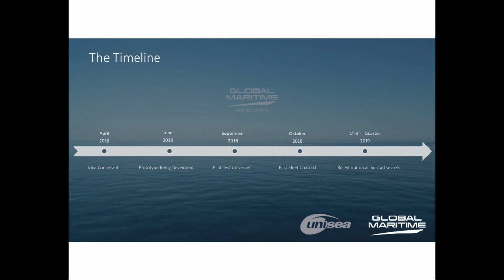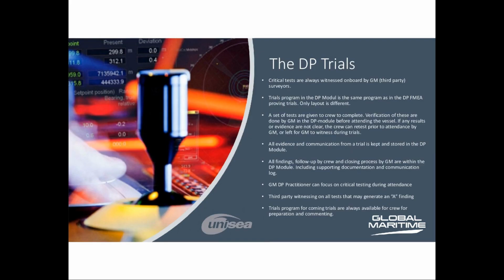From June on, the module was developed, and then we did the first pilot test on a Solstad vessel in September 2018. So from idea to first pilot, we were talking about only 5 months. The first fleet contract was then signed in October after a successful pilot test, for the whole Solstad fleet of around 100 vessels in service. The module and the first trials were rolled out on all of these vessels between the first and third quarter of 2019. So that is the early stage timeline of the Unisea GM module development. Before we show the video, we'll quickly run through how the DP trials are actually conducted.